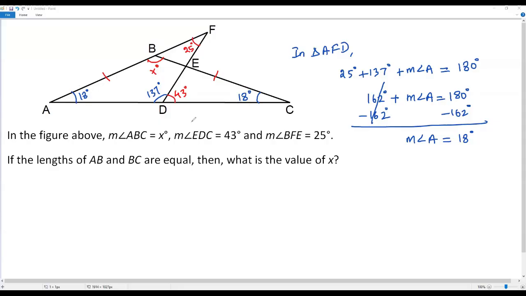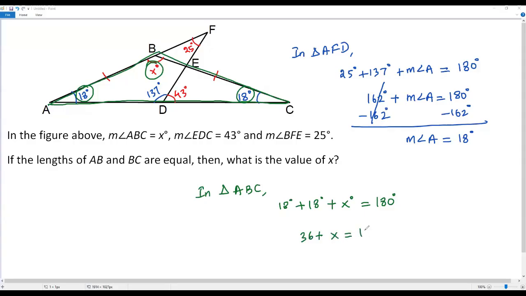Now let me consider triangle ABC. My aim is to find the value of x. In this triangle, we add the three interior angles, 18 degrees, 18 degrees, and x degrees. These three interior angles add up to 180 degrees. So 18 plus 18 plus x equals 180, because in any triangle the three interior angles add up to 180 degrees. When I combine 18 and 18, I get 36 plus x equals 180.